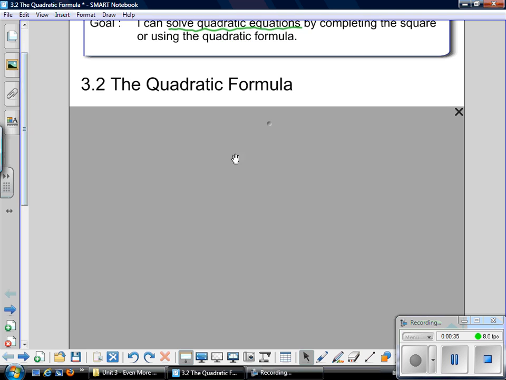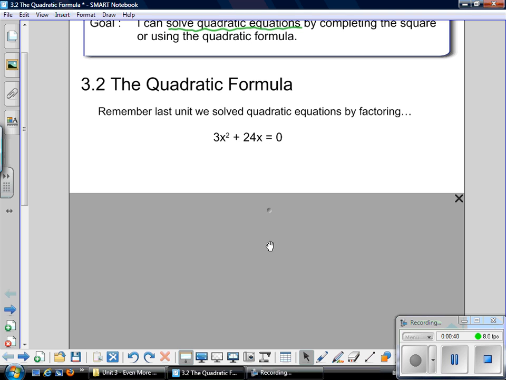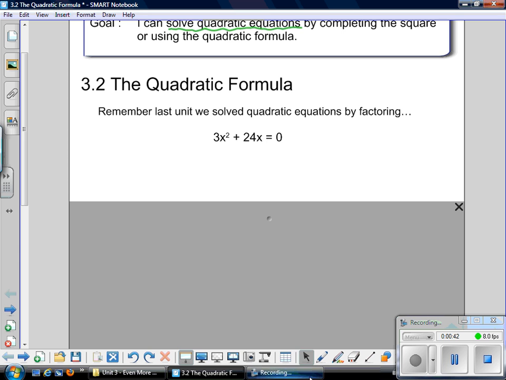3.2. So remember, last unit we solved quadratic equations by factoring. When we factored, we wanted to see if there were any factors. You can see that there's a common factor here of a 3 and of an x. So that's what I would do first. I would take a 3x out of both terms, and we would be left with x plus 8 equals 0. And then, now that we had it factored, we would set each bracket equal to 0 and solve for x.